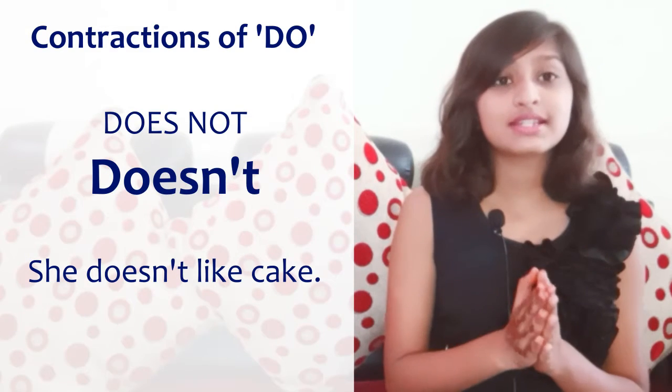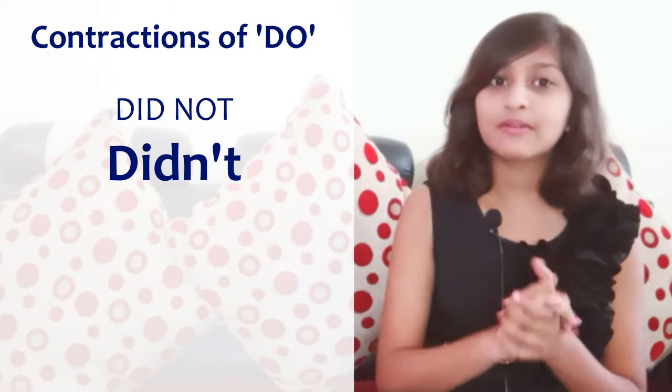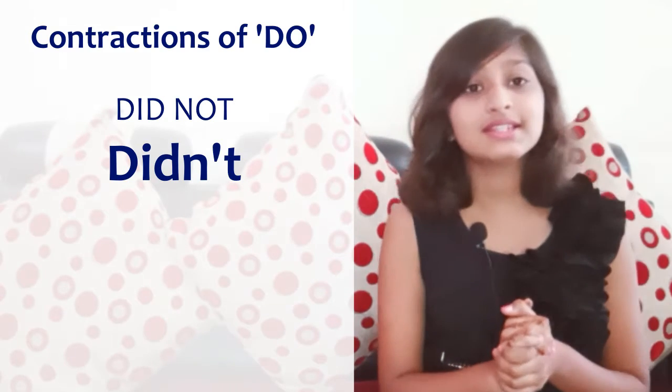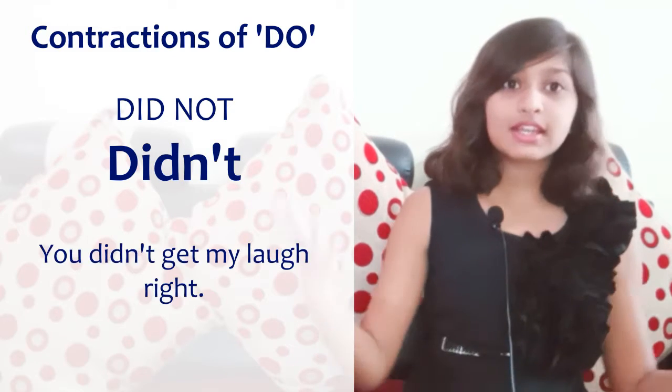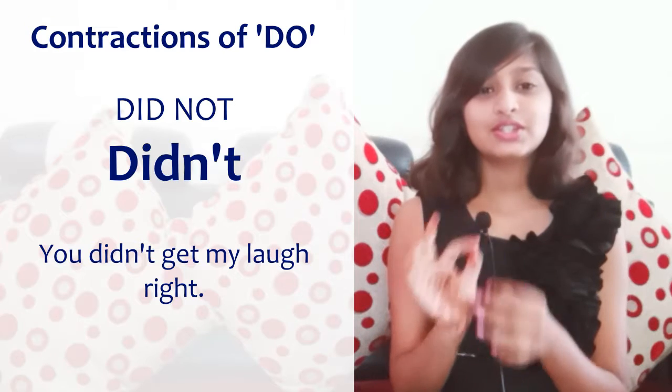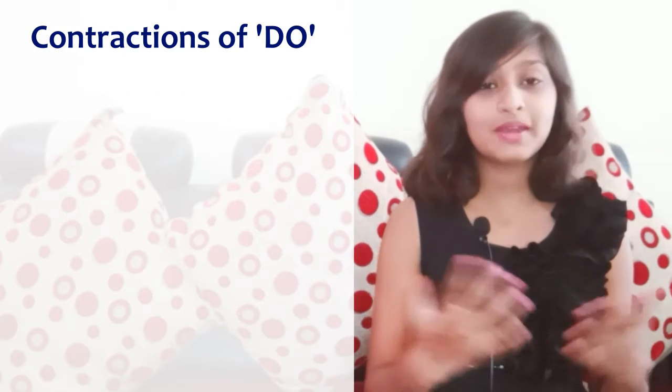And the last on this set is didn't, and I'm sure all of you must have heard of this one before. This is did not. For example, you didn't get my laugh right. In all of these contractions, you may notice that I replaced the O of not with an apostrophe and I've just joined the two words. Don't, doesn't, and didn't. So isn't that really easy, guys?